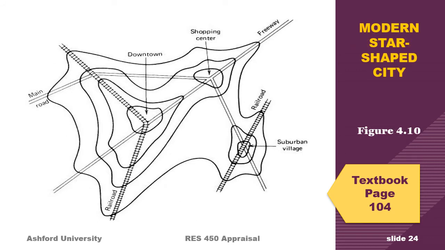The modern star-shaped city in Figure 4.10 illustrates how major market trading areas started around railroads, freeways, and main roads. Then the suburban areas developed outside of those commercial and retail areas. This star shape is probably the most typical pattern for a modern city or town.